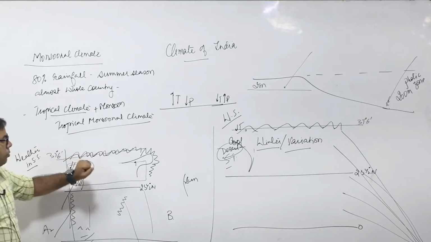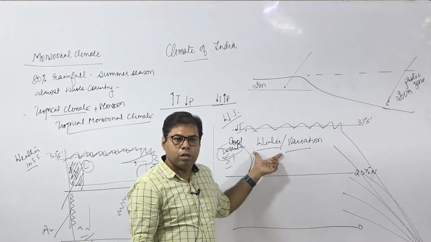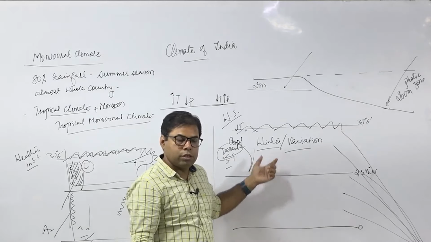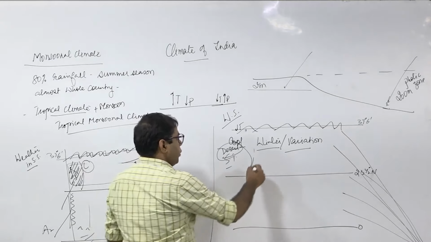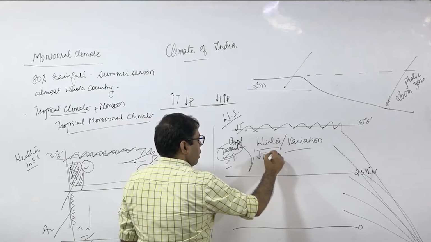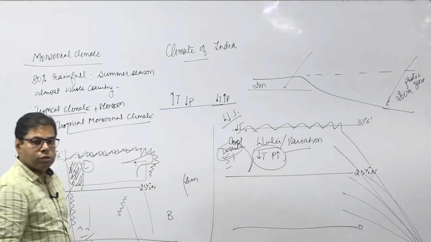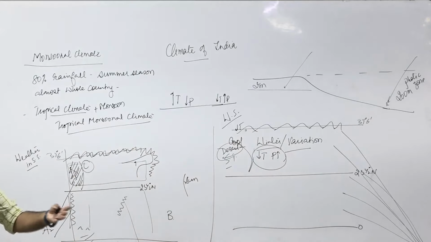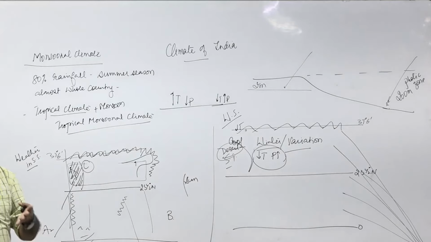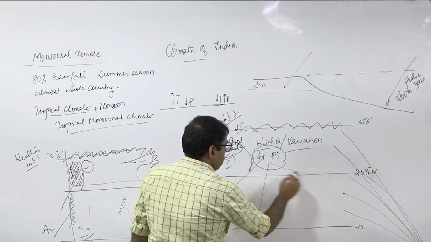Now what happened to the land here? Their temperature has decreased. Land will cool, right? In the winter season, land is cooling. Temperature will decrease or not? Pressure, high pressure zone will be created. High pressure means the outward movement of wind, departure of wind. So the wind will start moving away from India.